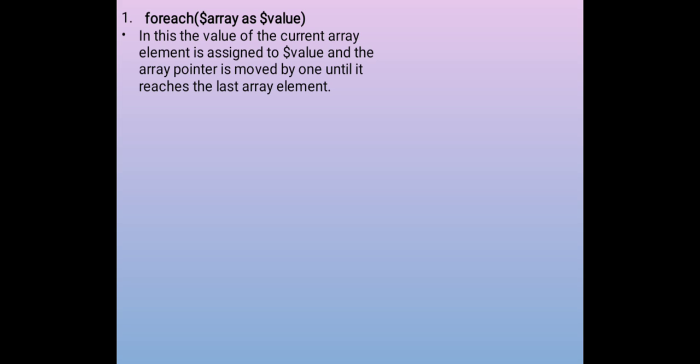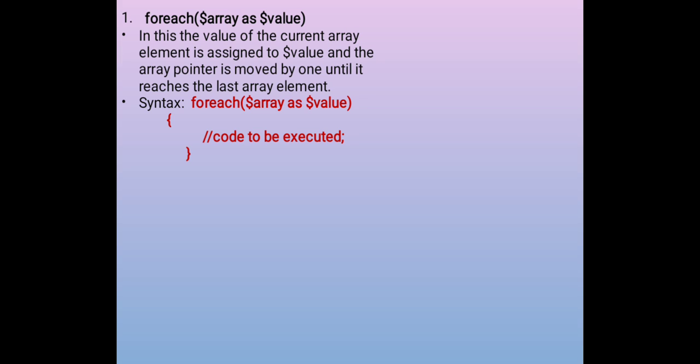In the case of an unknown number of elements in an array, we use the foreach loop, and it has two formats. The first one is foreach array as value. In this type, the loop iterates every time, and the value of the current array element is assigned to the variable dollar value, and the pointer is moved one by one until it reaches the last element. The syntax is foreach, parenthesis open, dollar array as dollar value, curly brace open. Then write the code to be executed, and at last close the curly brace.